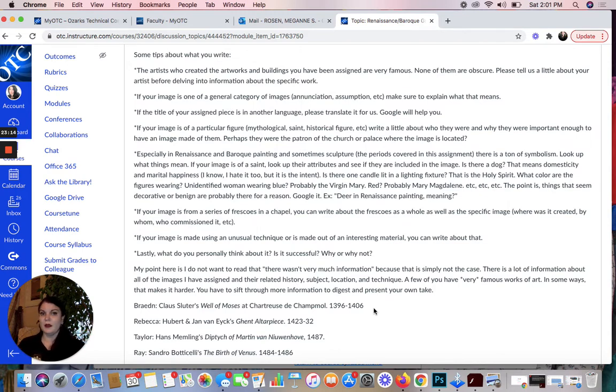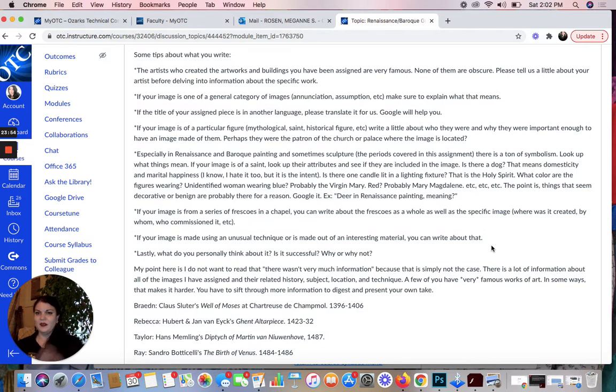Is there a dog? That means marital happiness. I know, I hate it too, but it's the intent behind the work. Is there one candle lit in a lighting fixture? That could be the Holy Spirit being represented. What color are the figures wearing? All of the colors mean things. Unidentified woman wearing blue? She's probably the Virgin Mary. Is she wearing red? She's probably Mary Magdalene. Et cetera, et cetera. So there's all kinds of symbolism in these paintings and in sculptures as well. So look all that up to figure out what it is you're looking at and why the artist depicted things that way. So you will not be lacking for things to write about.